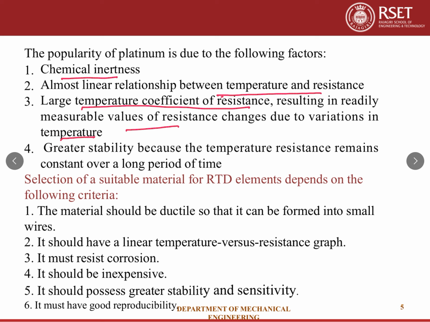Selection of a suitable material for the RTD element depends on the following criteria. The material should be ductile so that it can be formed into small wires. In an RTD we use thin wires, which can be coiled or drawn into small wires. It should have a linear temperature versus resistance graph. It must resist corrosion. It should be inexpensive. It should possess greatest stability and sensitivity. It must have good reproducibility. These are the peculiarities of the material to be used for RTD.